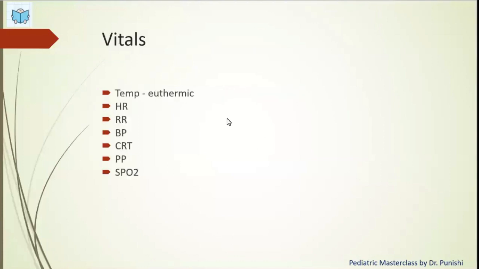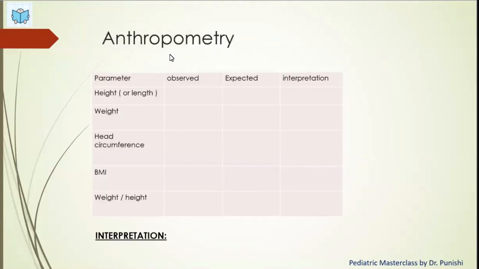Next is vitals, like any other case. So you mention the temperature, heart rate, respiratory rate, blood pressure, CRT, saturation, and peripheral pulses. Now in anthropometry, again, this is important. Like any other pediatric case, you look at the height or length, weight, head circumference, BMI, and your weight by height. That will give you an idea, at the end of interpretation, as to what is the overall nutritional status of the patient.